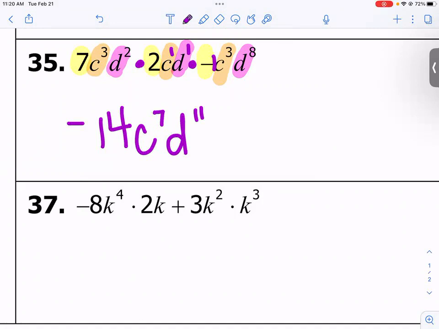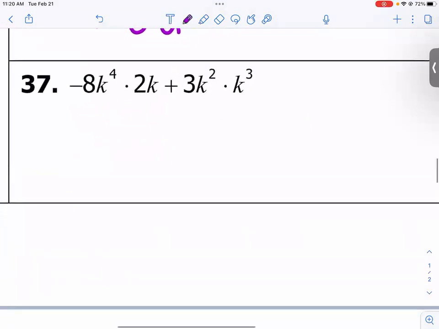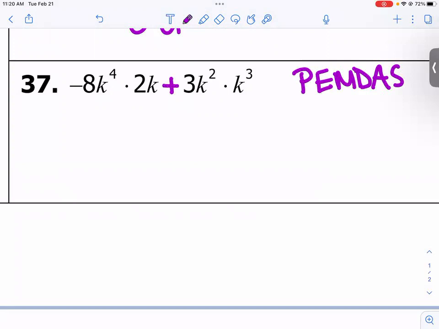All right, now, the last couple of problems of your homework are going to look like this. And what I need you to remember is that way back at the beginning of the school year, we really emphasized order of operations. Okay? Multiplication comes before addition and subtraction. So I see an addition sign right here, but I also see some multiplication signs. Those multiplication signs need to happen first.